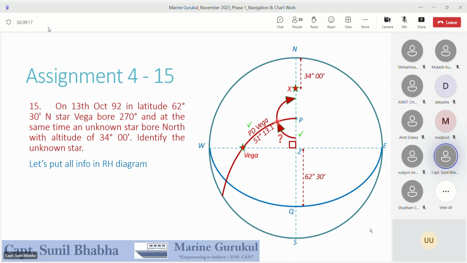And what is this angle? This angle is N P Vega. This is the angle which I am talking about. And what is this angle here? This angle is LHA of the unknown star minus LHA of Vega.